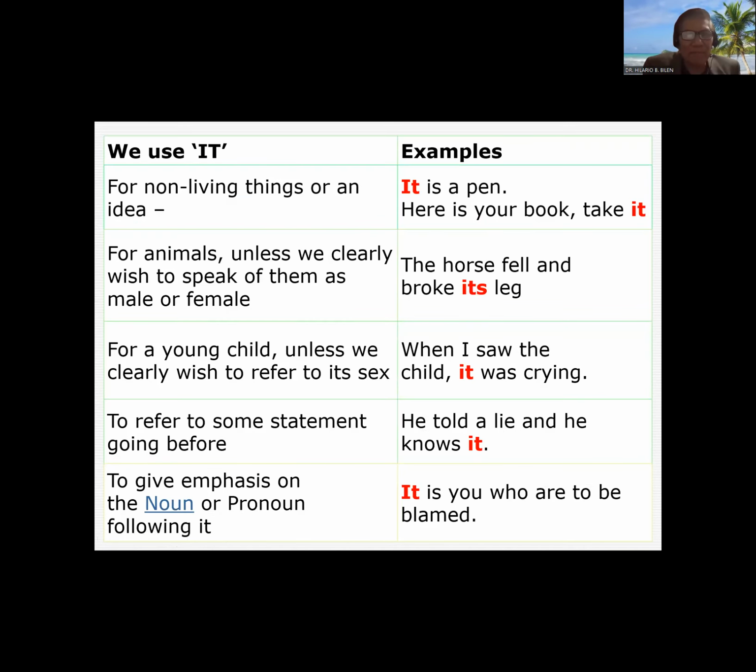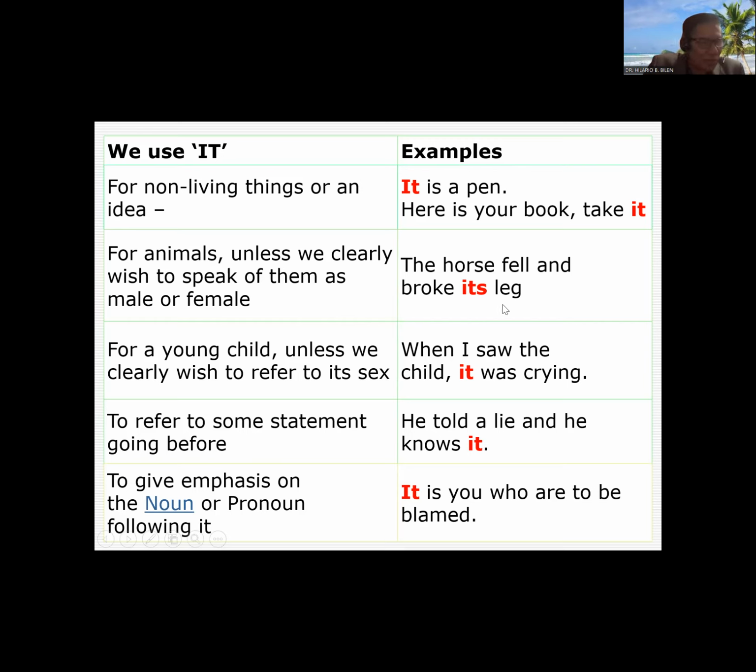Now, we have the example of it. When we use it, we have the example here. For example, for non-living things or an idea, we have the example here. It is a pen. So, here is your book. Take it. That is an example of non-living things or an idea.